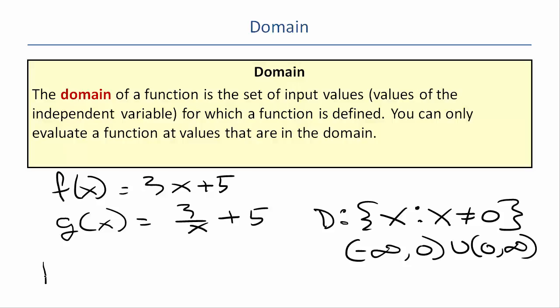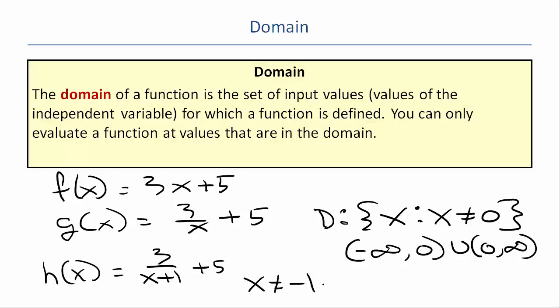What if we had something like this, where it was 3 over x plus 1, plus 5? Now, can x be 0? Yes, because if x is 0, we get 3 over 1. So what value can x not be? Well, in this case, x cannot equal negative 1, right? Because then negative 1 plus 1 would give us 0. So that's the first problem we have, is we can't divide by 0.